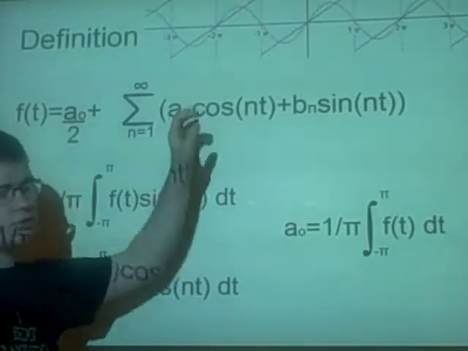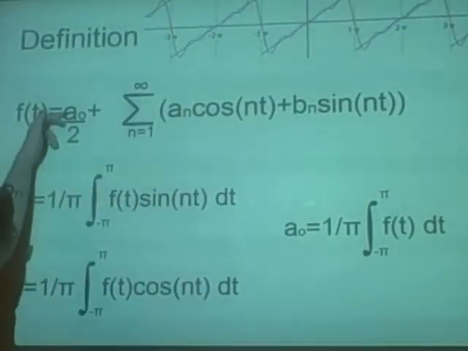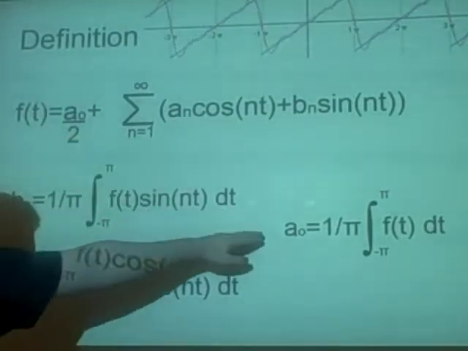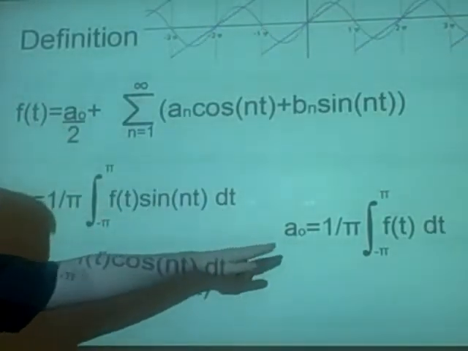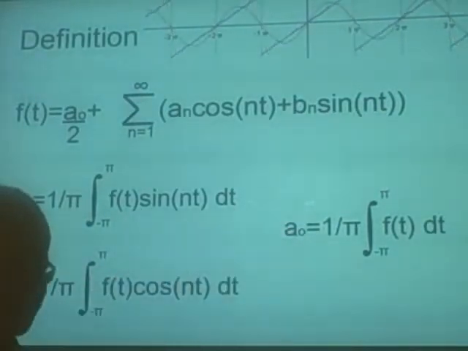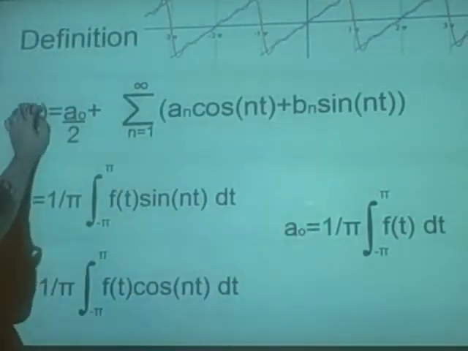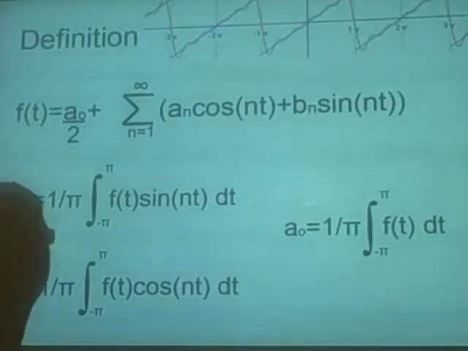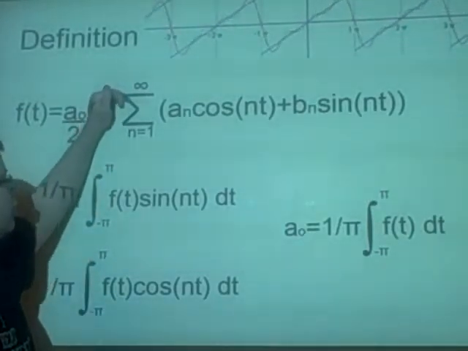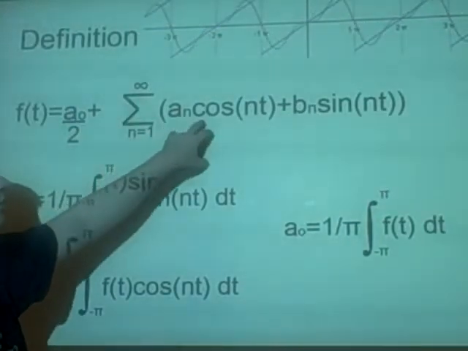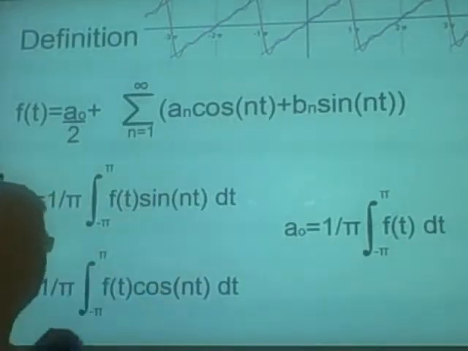So to find this, we have a naught over 2, and a naught is 1 over pi times the integral from minus pi to pi of the function that you want to find. The f of t, that's not this f of t, the function that you're trying to find the Fourier series of, plus the sum from n is 1 to infinity of an cosine nt.